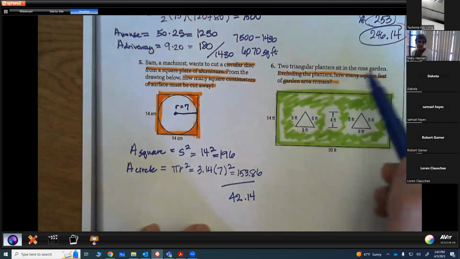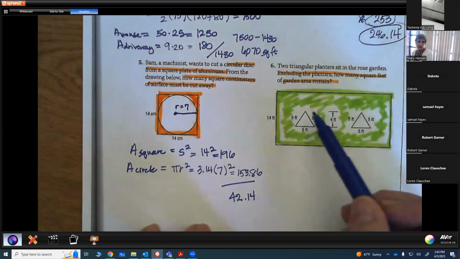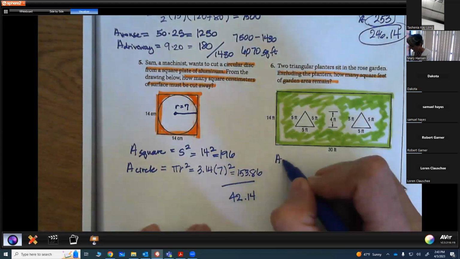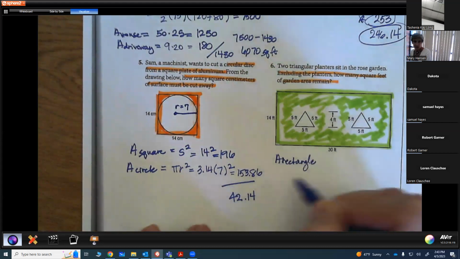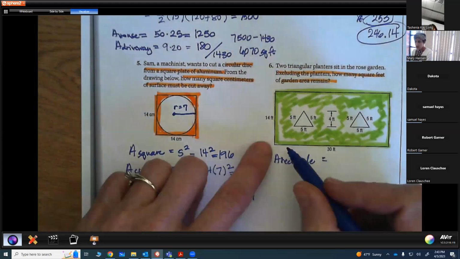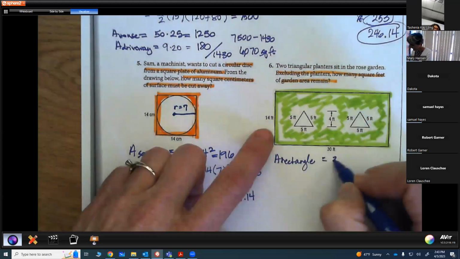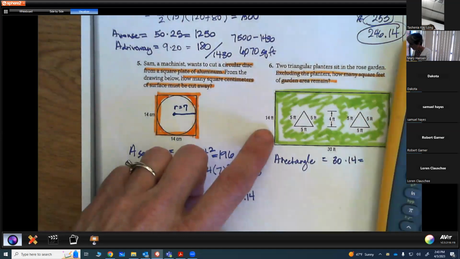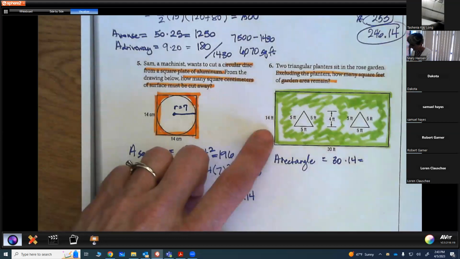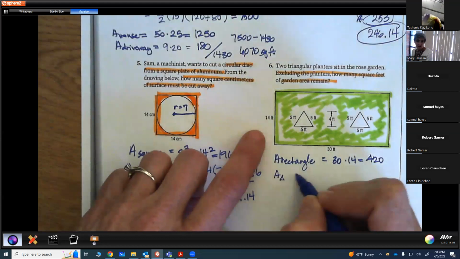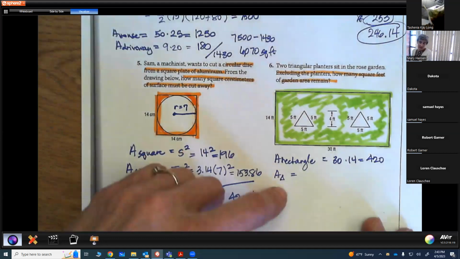All right, number 6, we've got this garden and these 2 triangular planters. So we talked about we want to find the area of the rectangle, and then we're going to subtract off the area of the 2 triangles. So our rectangle is 30 by 14, and so 30 times 14 is 420. And then an area of a triangle. I'm just going to find the area of one triangle, and then I'm going to double it.